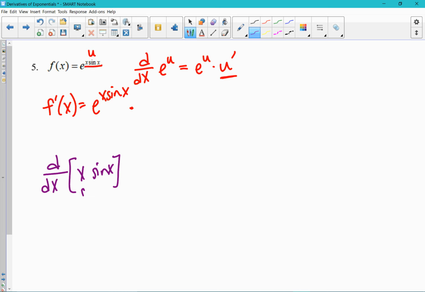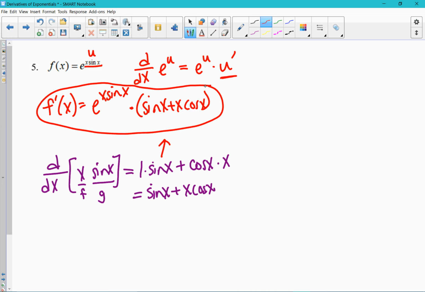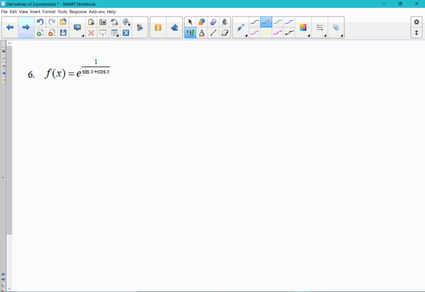Well, I need to do the product rule here. Make that your f and that your g. So f prime would be 1 times g, which is sine x, plus g prime, which would be cosine x, times x. So essentially sine x plus x cosine x. So that is our u prime. We're going to come back up to where we were, and it would be e to the x sine x, times the derivative of x sine x, which was sine x plus x cosine x. That is your final derivative. If you need to come off to the side and find that derivative separately, please do.